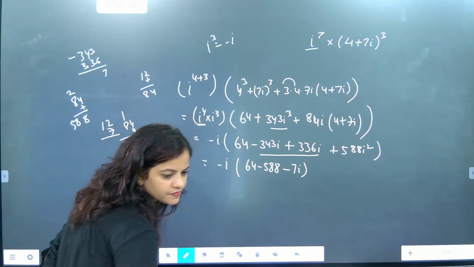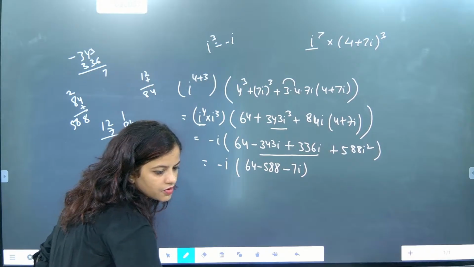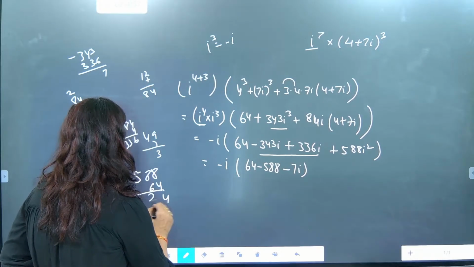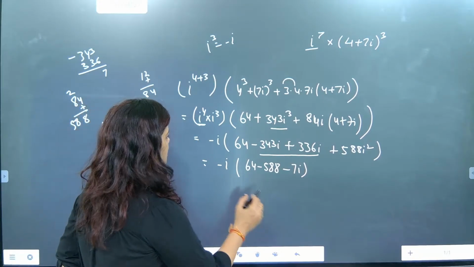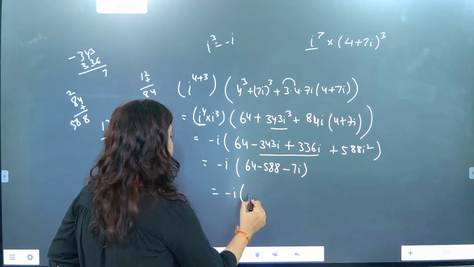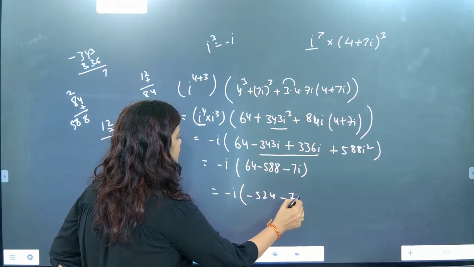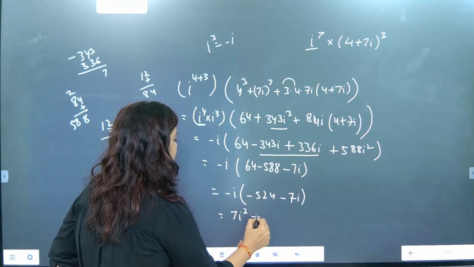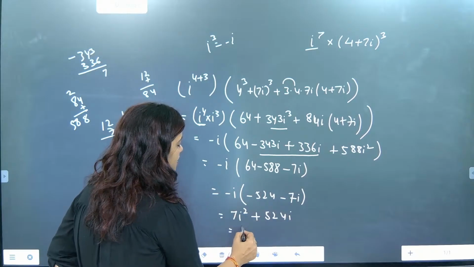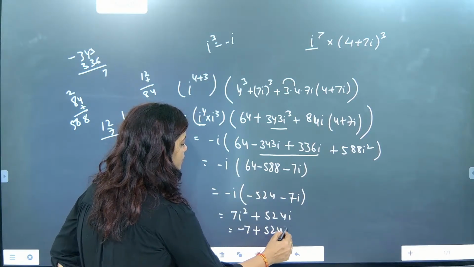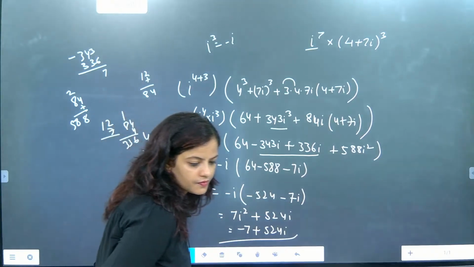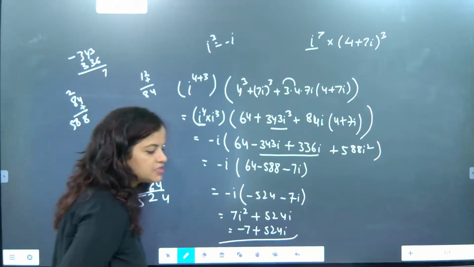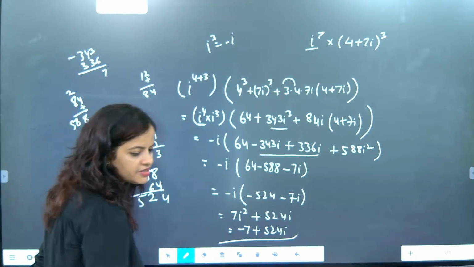Anybody got the answer? Well, Sujay got the answer. So 588 and 64 is there. 4 is there. 2 is there. 5 is there. Sujay, one time check here. So here it is coming minus 524 minus 7I. When minus will go inside, it will become 7I square, and then plus 524I. It will come minus 7 plus 524I. Yes, Payuja. Minus 7 plus 524i. That's it. Minus 7 plus 524i.